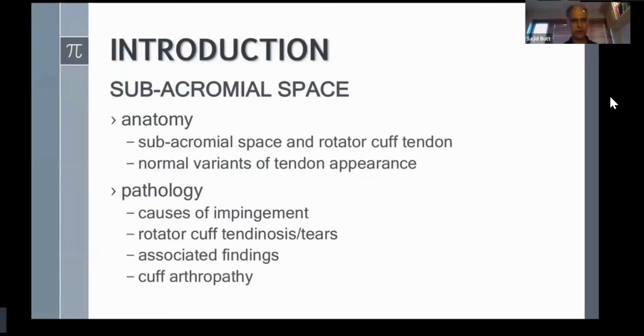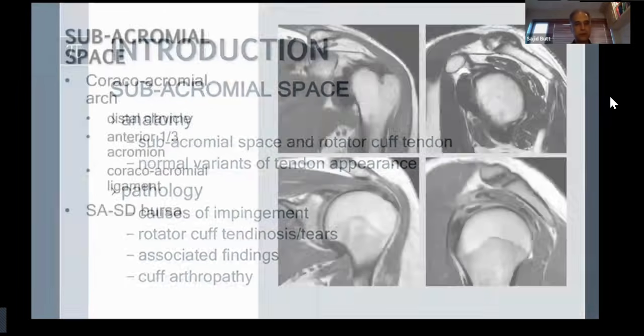So to start off with, subacromial space anatomy. We are dealing with the subacromial space and the rotator cuff tendons. I will be describing some of the normal variants of the tendon appearances and the normal appearance of the morphology. I will describe the important causes of impingement, the features of rotator cuff tendinosis and tears. What are the associated secondary signs of injury to the rotator cuff? And finally, a few words about cuff arthropathy. So that's going to be the first almost quarter of my talk.